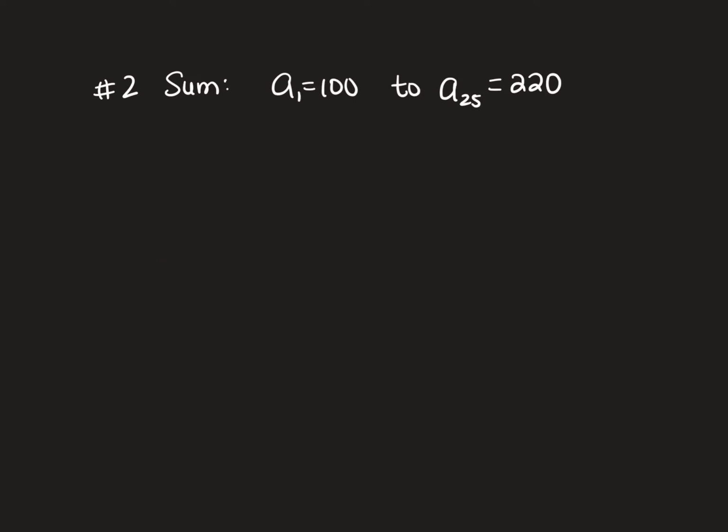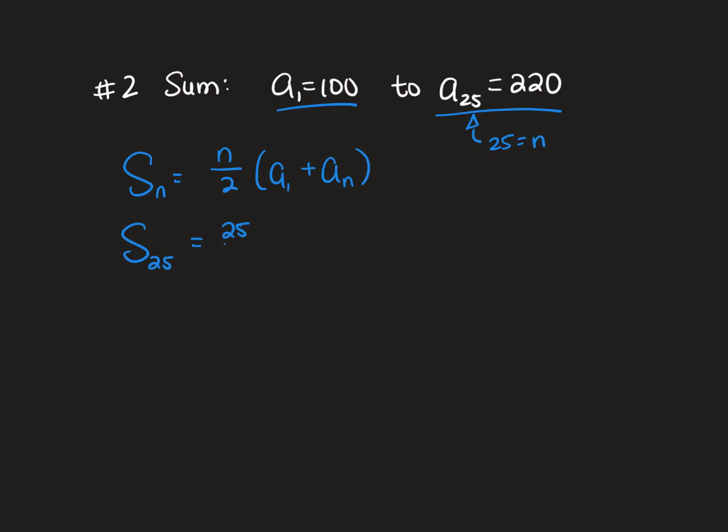Okay, number 2. This time we're given the first term and the 25th term, and we can use the same exact formula. The sum of the n number of terms is n over 2 times a sub 1 plus a sub n. This time n is 25, so I replace n with 25, and I will have this expression.